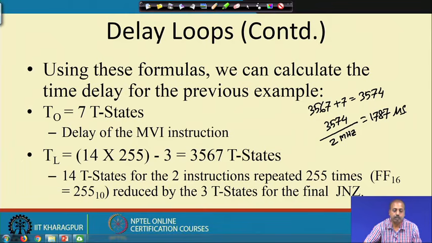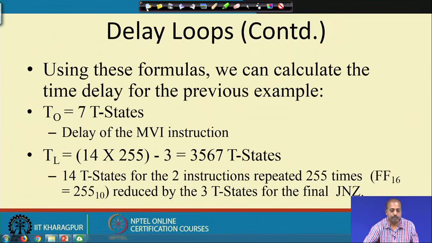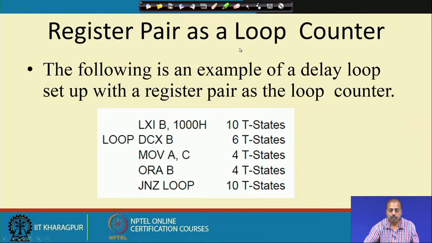If the program is complex, then it will take more time. Now, if you are using a register pair as a loop counter, then what will happen? Suppose this is the program: LXI B, then DCX B, MOV A comma C, ORA B and JNZ loop. This LXI takes 10 T states, and this information, as I have already said, is available from the manual. The DCX B instruction takes 6 clock cycles, MOV A comma C takes 4 clock cycles, ORA B takes 4 clock cycles, and JNZ takes 10 clock cycles.